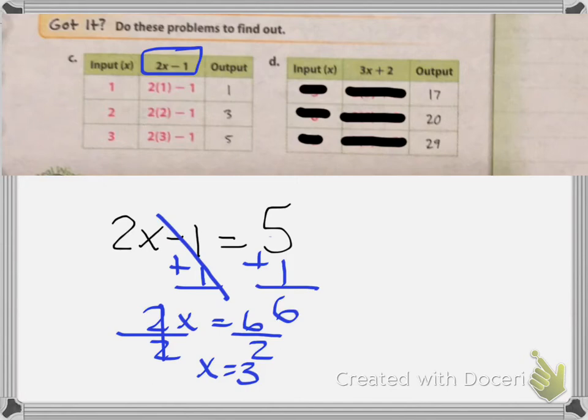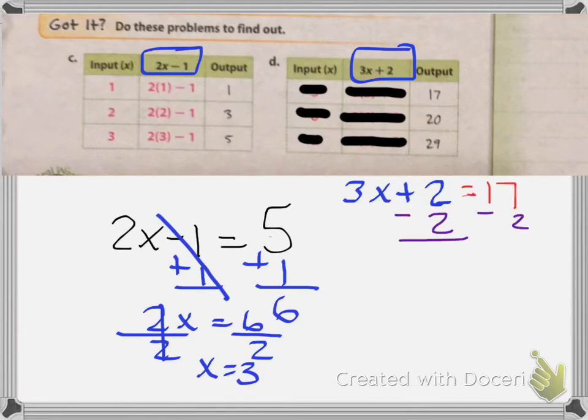Okay, so let's go ahead and do the same thing for D now. For D, you're getting the function rule right here, 3x plus 2. And now for the first one, you're going to do 3x plus 2 equals 17. So now to first start to handle this, you're going to subtract 2 from each side, just like we've been doing. That's the inverse to get rid of that. 17 minus 2 is going to be 15. Then you're left with 3x equals 15.